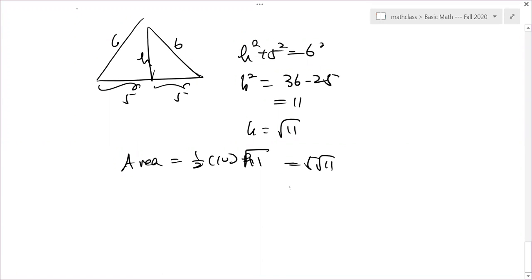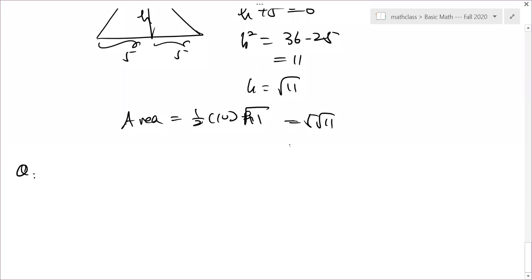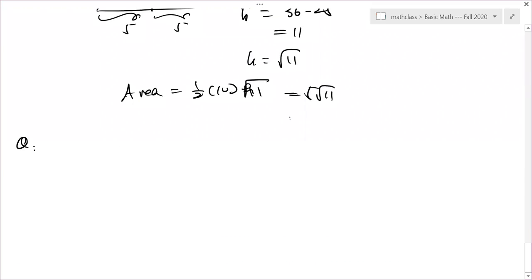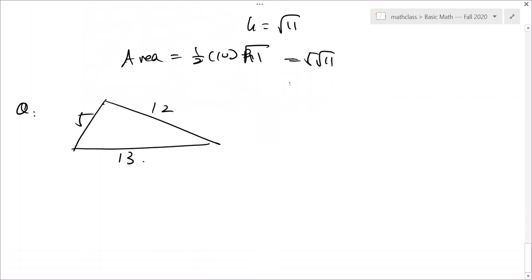Yeah, let's try another one. Let's go back to this here. It's 5, 12, and 13. And I draw the line here. I want to find the area of this triangle. Your 3 sides are given. How to find the area of the triangle? So the area is half of 13 times h. It's impossible. I don't know the h.